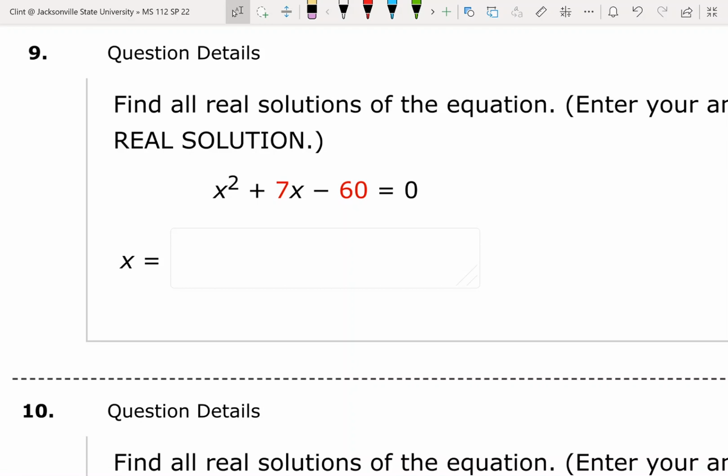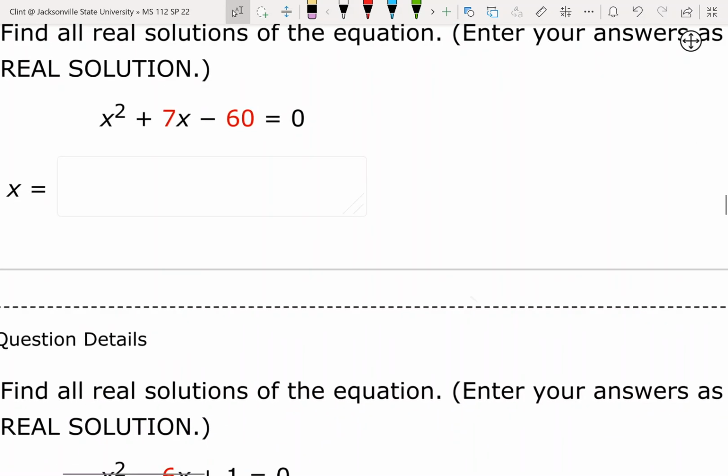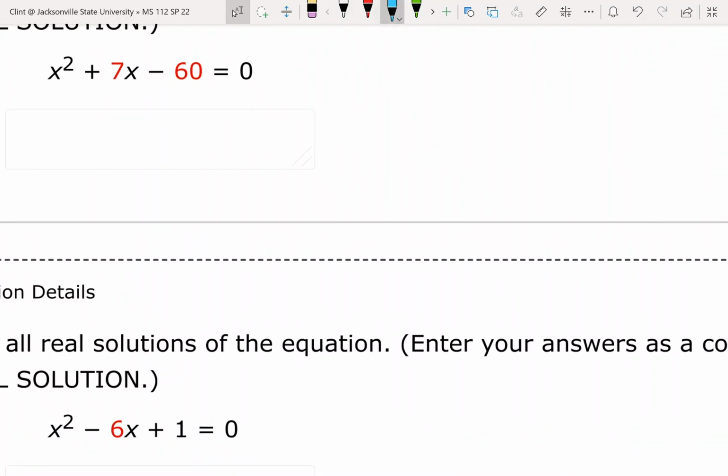So it's quadratic, so we can try to factor if we want to do that. Not sure if this one will factor or not. 60 has a lot of factors to choose from. I think we could factor if we wanted to, or we could do quadratic formula, or we could complete the square. The majority of you will probably do quadratic formula, so that's how I'll approach this one. So our A is 1, our B is 7, and our C is negative 60.